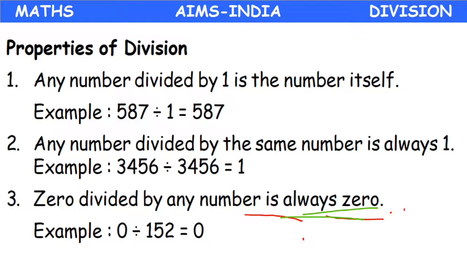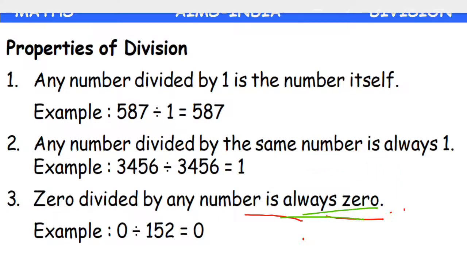Understood, children? The three properties of division. First one was any number divided by 1 is the number itself. Any number divided by the same number is always 1. 0 divided by any number is always 0.